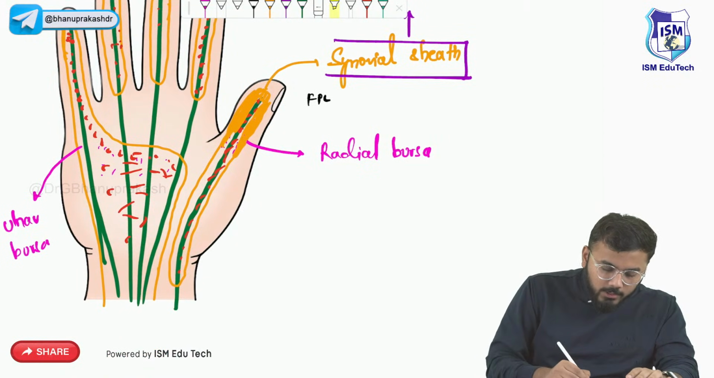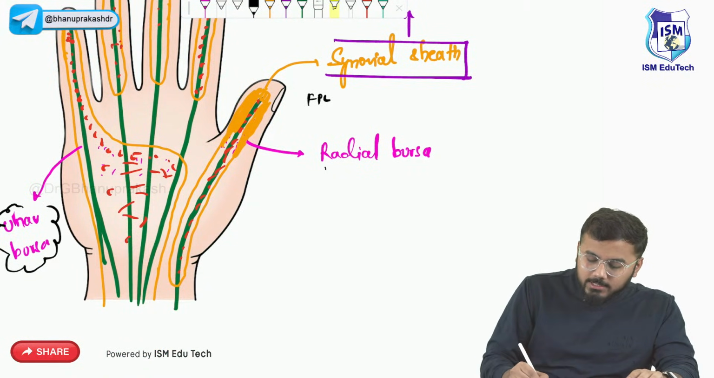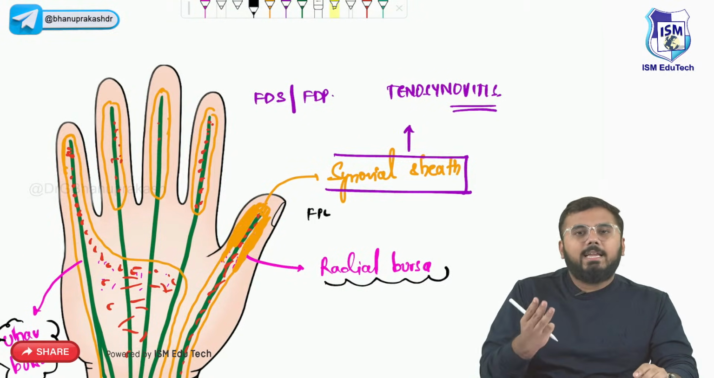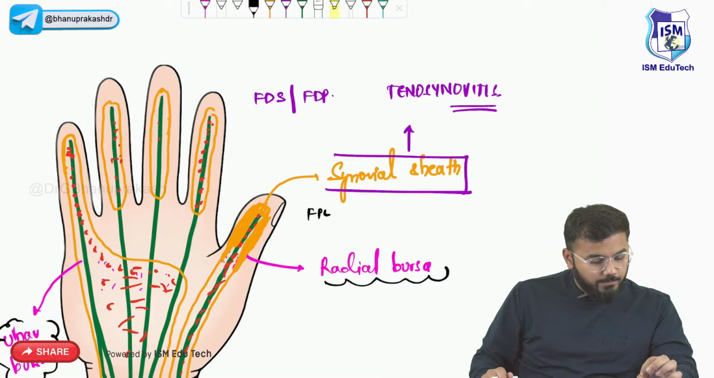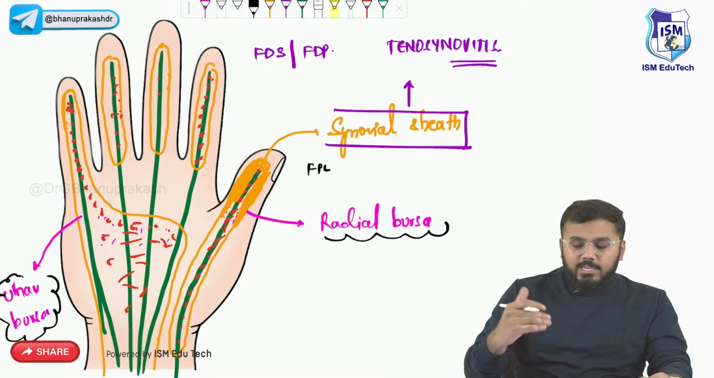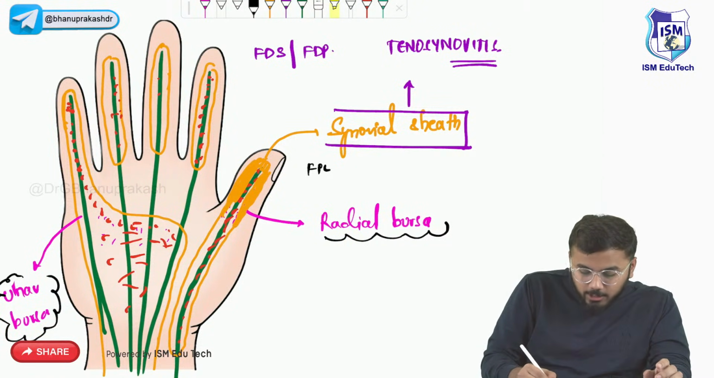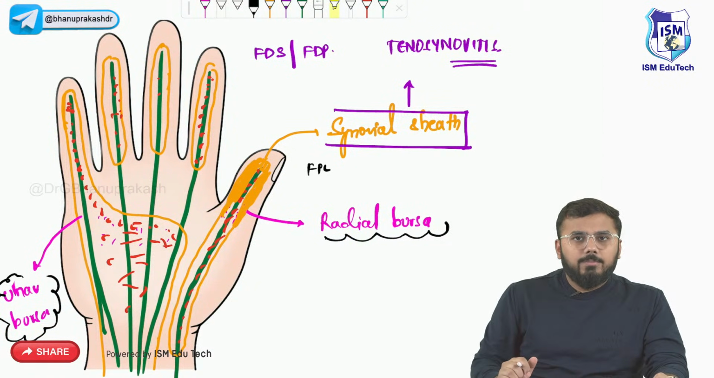I was telling you that this is your ulnar bursa. Okay, this is your ulnar bursa, this is your radial bursa, and these are the separate bursae of your second, third, and fourth fingers. Right. So if there is infection, if there is swelling of the synovial sheath, the tendon inside might get compressed.